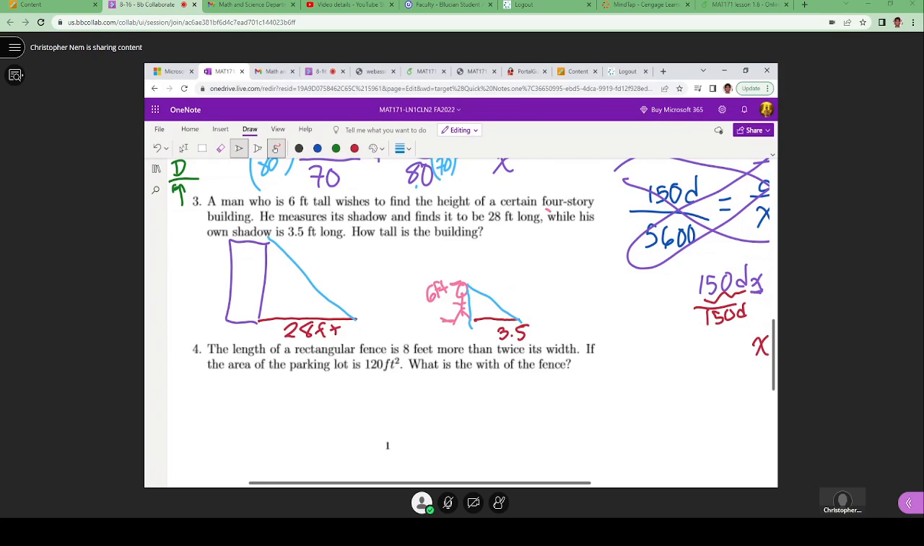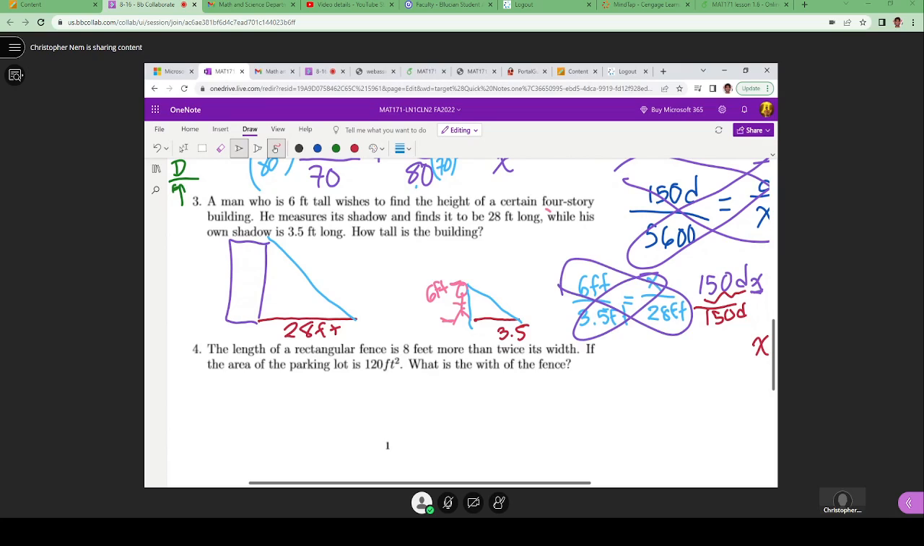So he is 6 feet tall and casts a shadow of 3.5 feet. So his ratio between him and his shadow, ratio means divide, is 6 feet divided by 3.5. However, with similar triangles, there's a property that tells us this is exactly equal to the ratio between the building's height and the building's shadow. We don't know the building's height, but we do know the size of its shadow. It's 28 feet. Now this is very similar to our time problem when we have a fraction equal to a fraction. All we have to do is cross multiply.